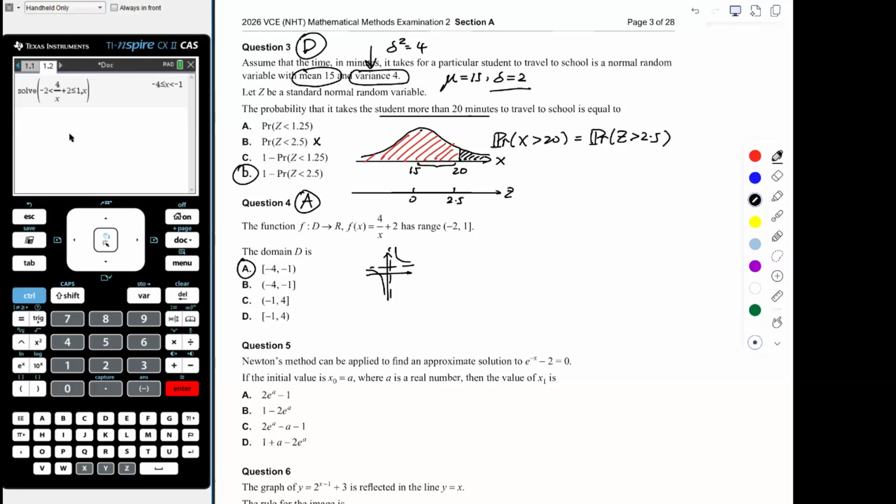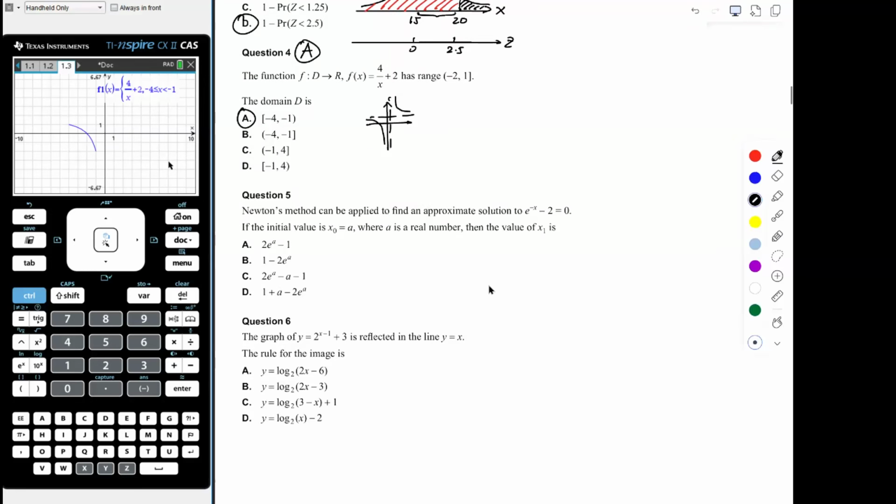And if you double check by sketching a graph, 4 over x plus 2, given that -4 less than or equal to x less than -1, you can see this is the largest value, which is included, and this is the bottom value for y, which is -2, okay?